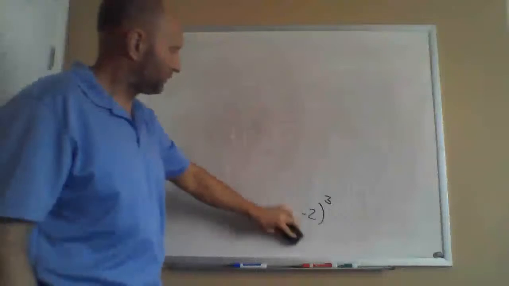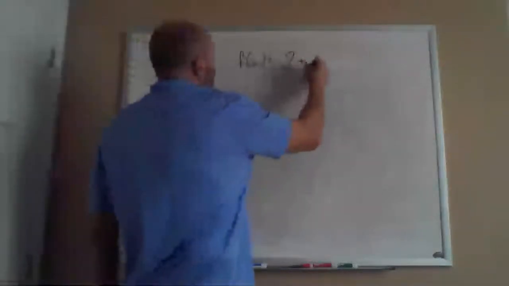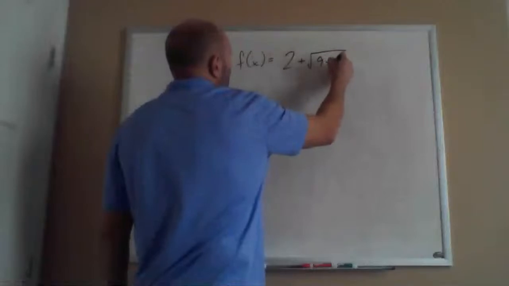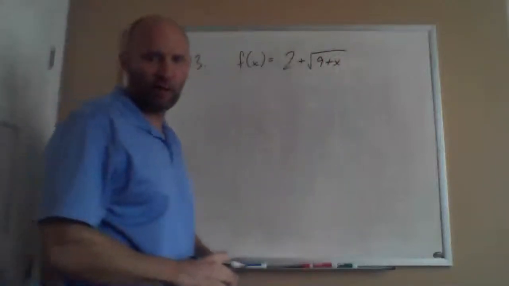I'll tell you what, since we have a lot of time here, let me give you guys number 13. You might have already done it in the assessment. That's okay. More practice isn't going to hurt. We have f of x is equal to 2 plus the square root of 9 plus x. So go ahead and try that.